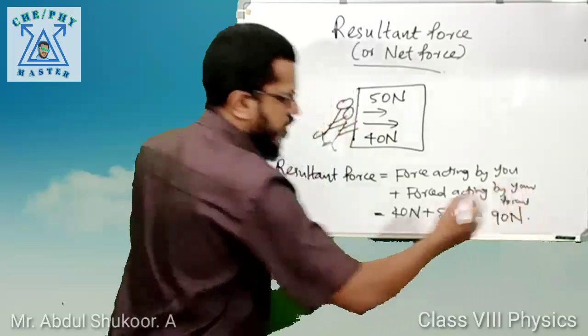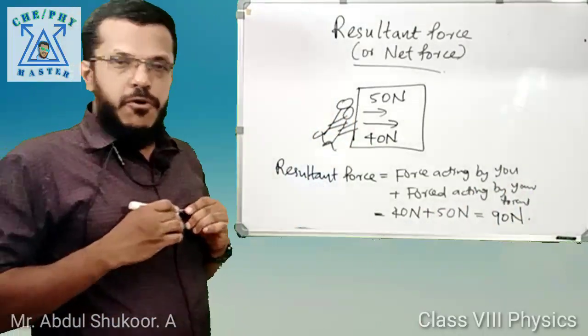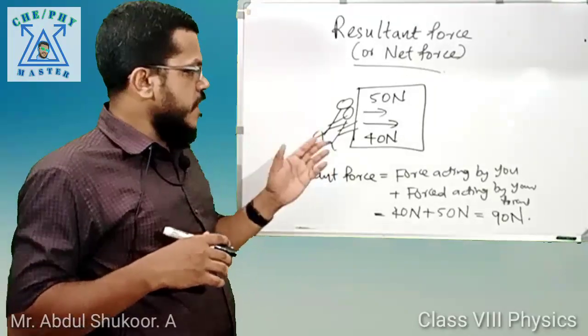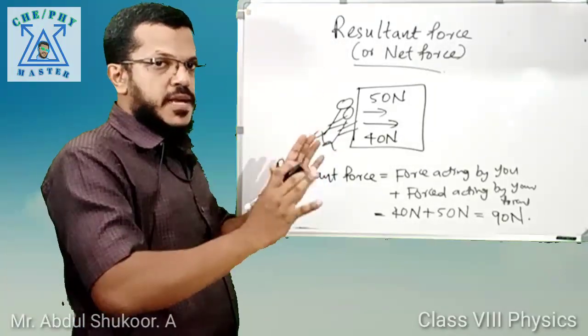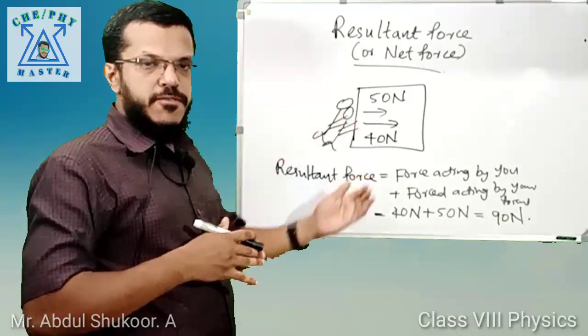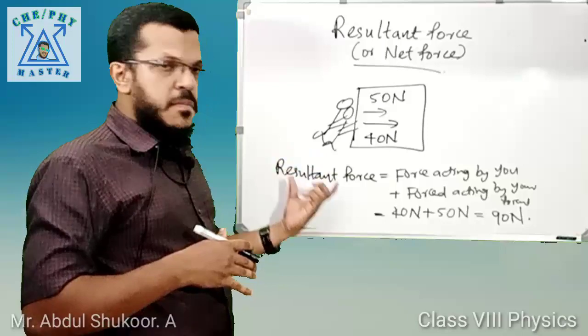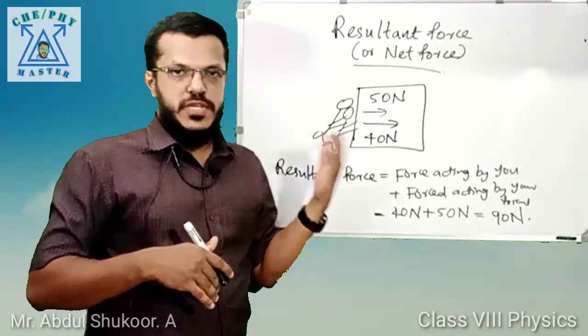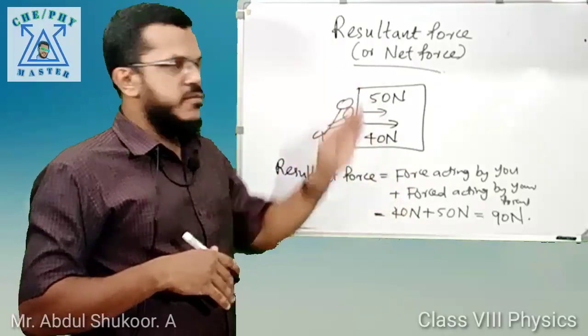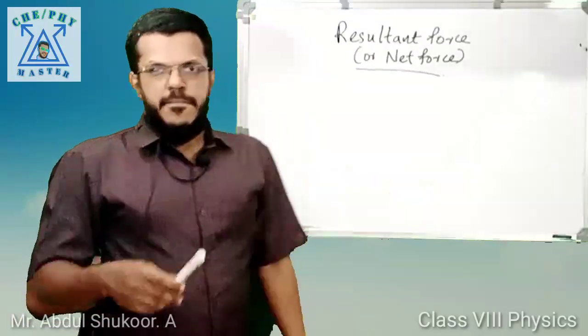This is the method to find out the total force acting on the box. If these forces are in the same direction acting on the same object, then the resultant force or total force can be found simply by adding these two forces. We can find out the resultant force.